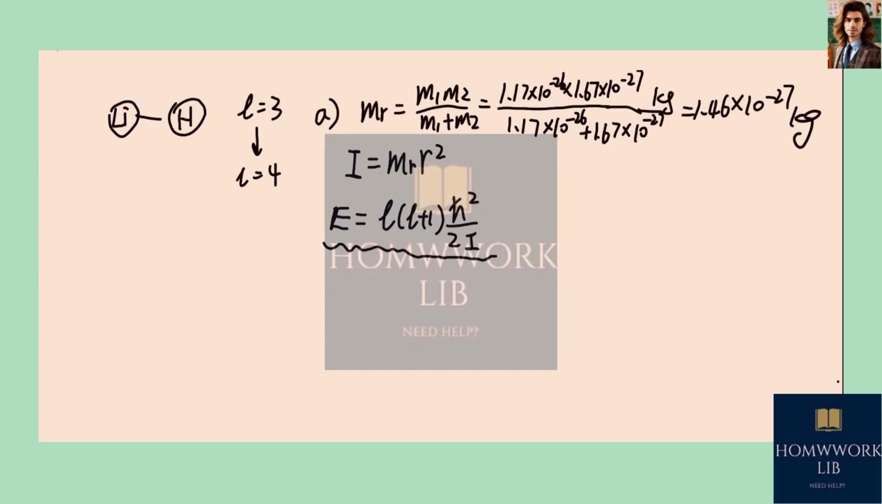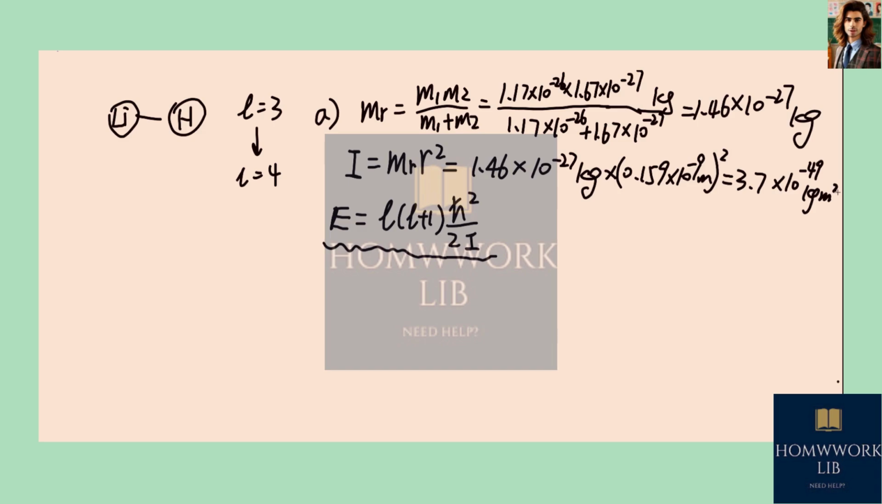So once we have the reduced mass, we can go to the next step when we find the moment of inertia. So the moment of inertia is m r squared. r is the distance between lithium and hydrogen, which we were given in the question. So r is 0.159 times 10 to the negative 9 meter, squared. So this gives us 3.7 times 10 to the negative 49 kilogram meter squared. Okay, so once we have the moment of inertia, we can now use this equation.